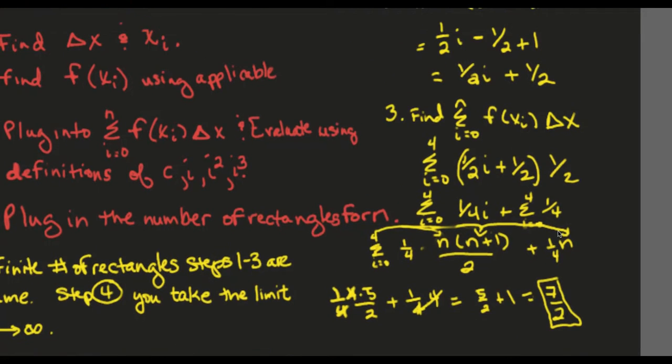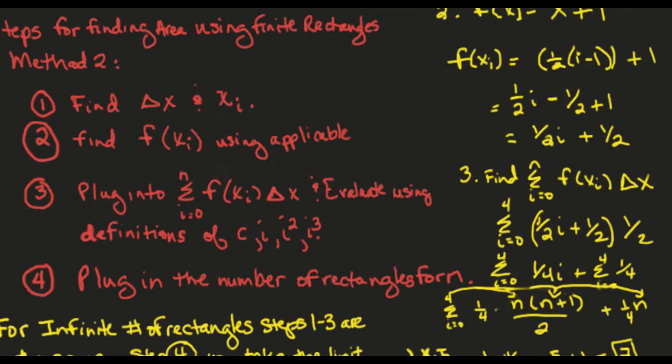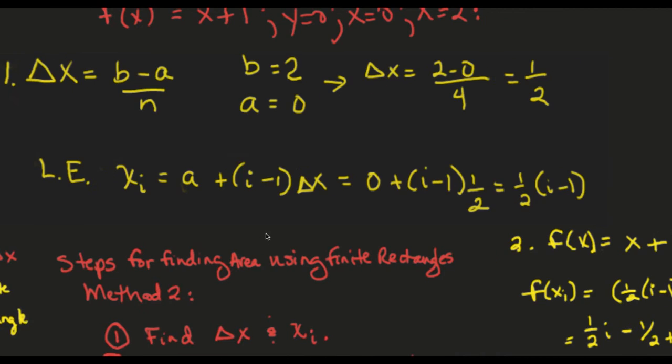So now that we have it in terms of n, what was our n? n is 4. So everywhere you see these n's here, plug in a 4, and you'll get your approximate answer using rectangles, in this case 7/2. The only difference between lower endpoints and upper endpoints is that this x sub i formula will change from i minus 1 to i, but the rest of the process will be the same.